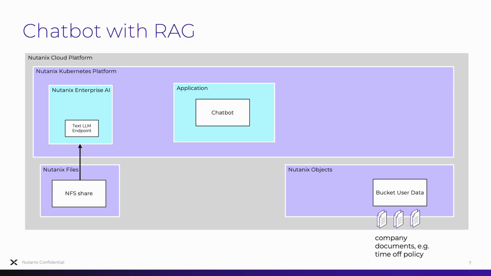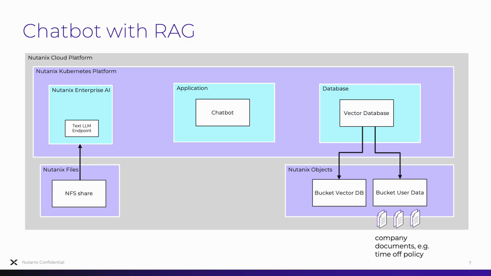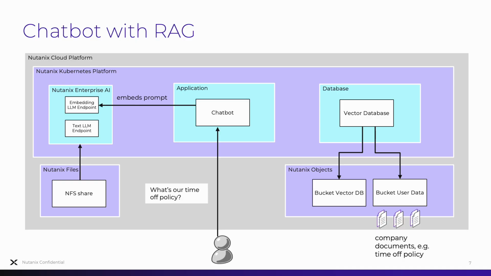We're adding in a vector database that is going to store all the vectors from these documents. And what will happen now, we also have an embedding model. So we're hosting an embedding model on Nutanix Enterprise AI alongside that text model. So now what happens is when the user asks a question specific to their company or any question, before going directly to the text LLM endpoint, it's going to first query the embedding endpoint.